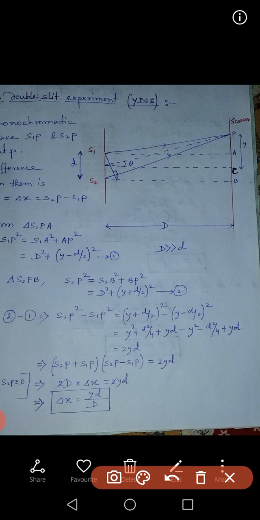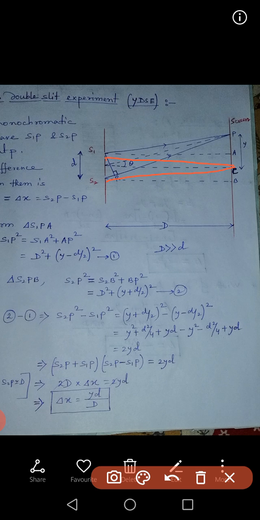Suppose we consider that this is one wave, this is another wave meeting at point P, but is it necessary that these two points S1 and S2 will produce only two waves? Not necessary, right? It may produce some wave which is directly moving to point C. C is the central point we call. From S2 also another wave can directly reach point C.